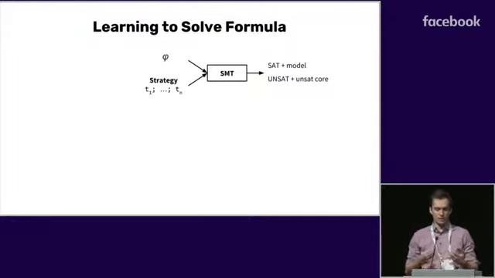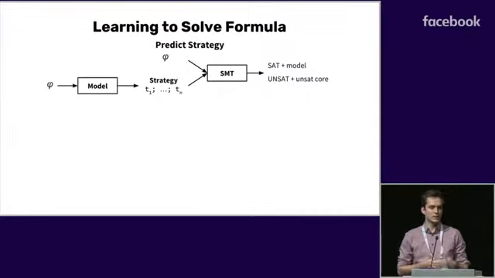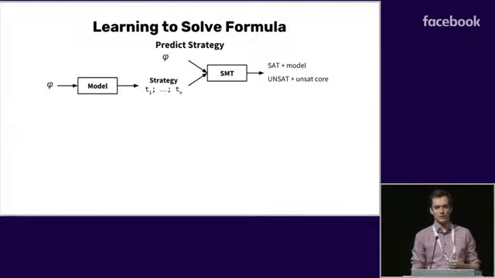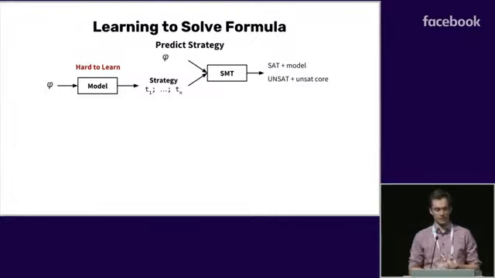So the input is a formula and the sequence of transformations that solves the formula. And to learn this, one idea might be, well, let's try to learn a model that, given the formula, predicts the sequence. We can try to do this, but the problem is that this is very hard to learn. It's very hard to learn because we have no prior knowledge about what strategies are good. And since these strategies can be quite long, any mistake we make along the way is going to be very costly for us. So what we would like to do is try to simplify this problem.